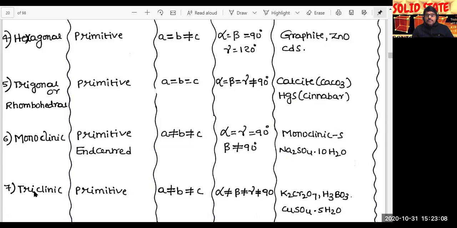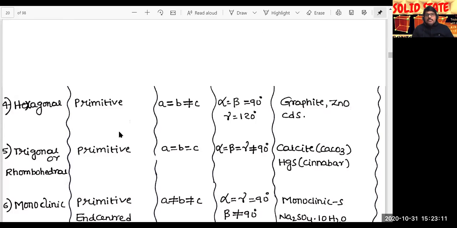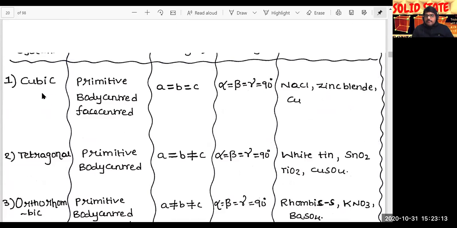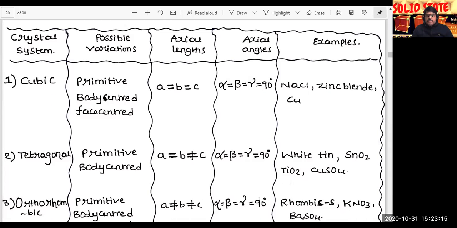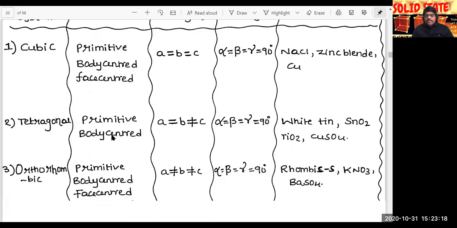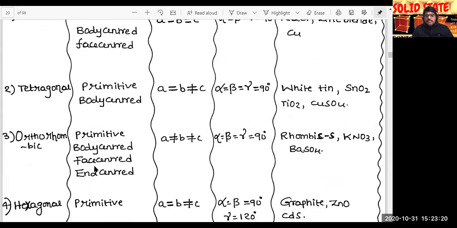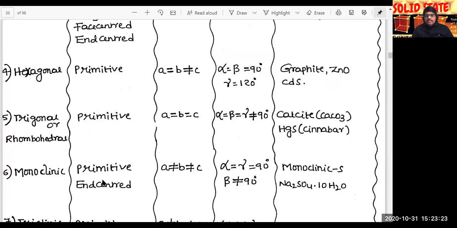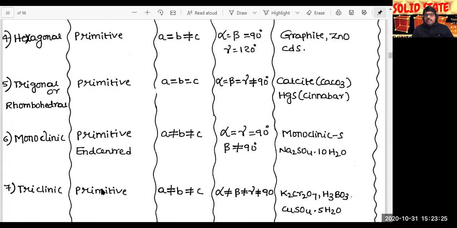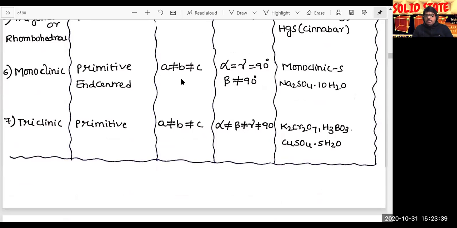The most symmetric crystal system is what we call cubic. And if you count 1, 2, 3 here, 4, 5 plus 4, 9, 10, 11, 12, 13, and 14. So this column will give you Bravais lattices. This column is giving you the basic crystal system, axial lengths, axial angles, and examples. This is 100% very important for mains kind of examination. So this is about the basic crystal systems and the Bravais lattices.